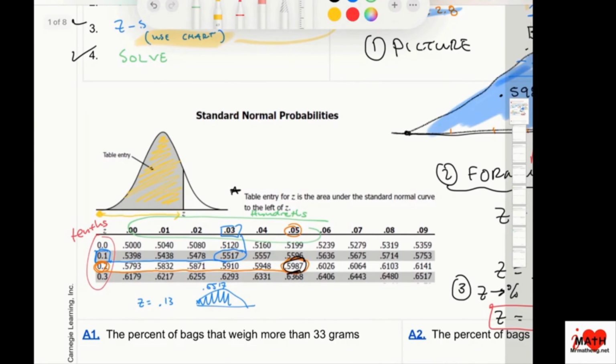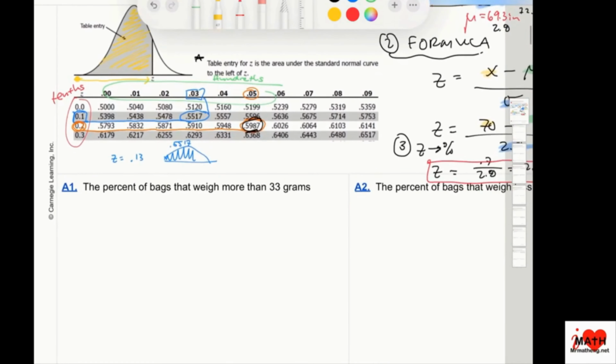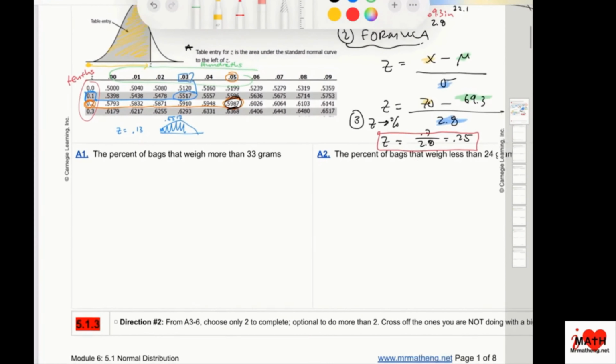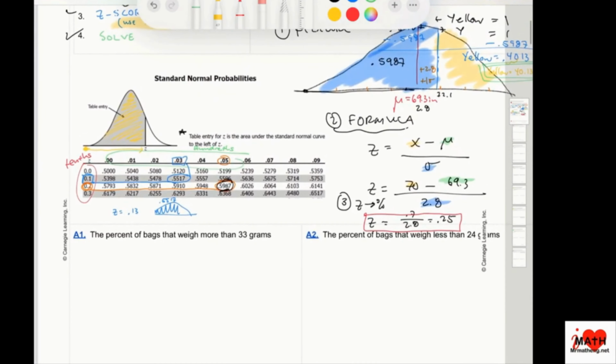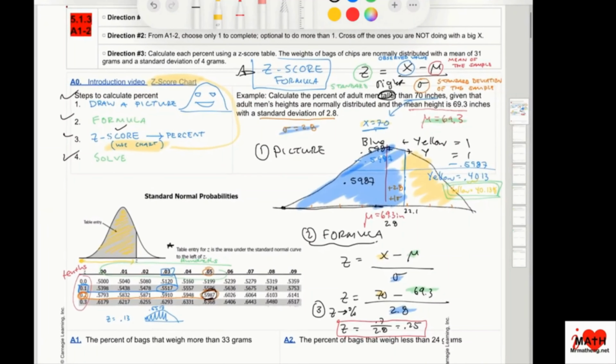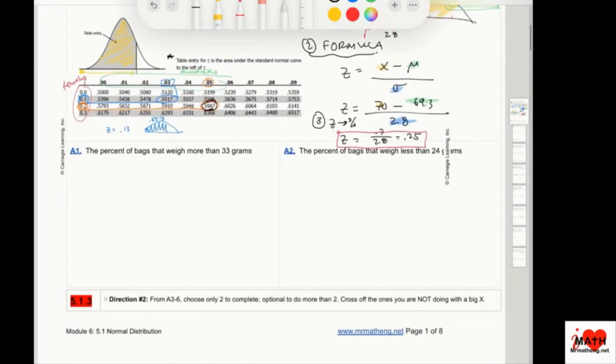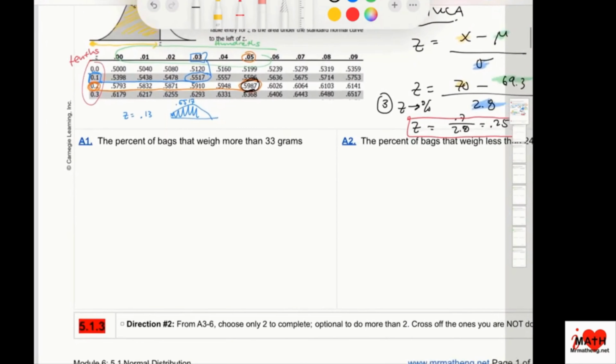Okay, let's go ahead and move on to now A1. For A1, we have to use the numbers given to us, which is up here in direction number 3. Calculate each percent using a z-score table. The weight of bags of chips are normally distributed with a mean of 31 and a standard deviation of 4 grams. Okay, so let's first draw ourselves a picture.